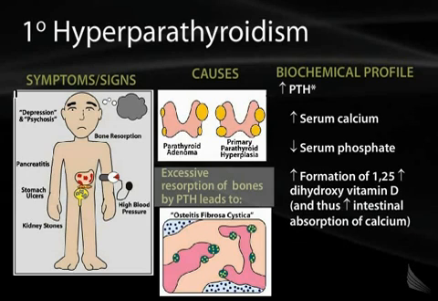So again, the take-home points here are: primary hyperparathyroidism is initiated by an increase in PTH itself, and the increase in PTH can be because of an adenoma or a hyperplastic response in the parathyroid glands.